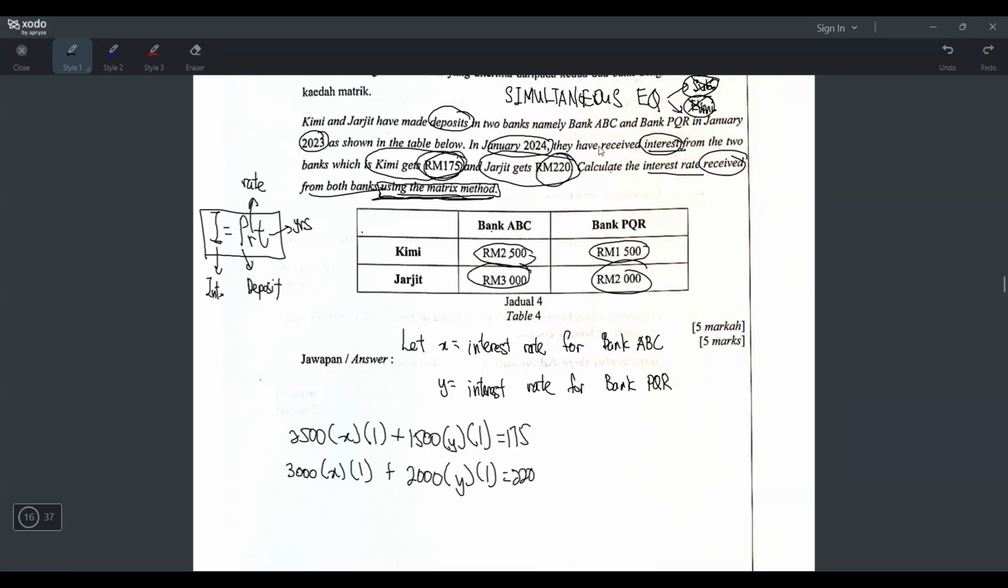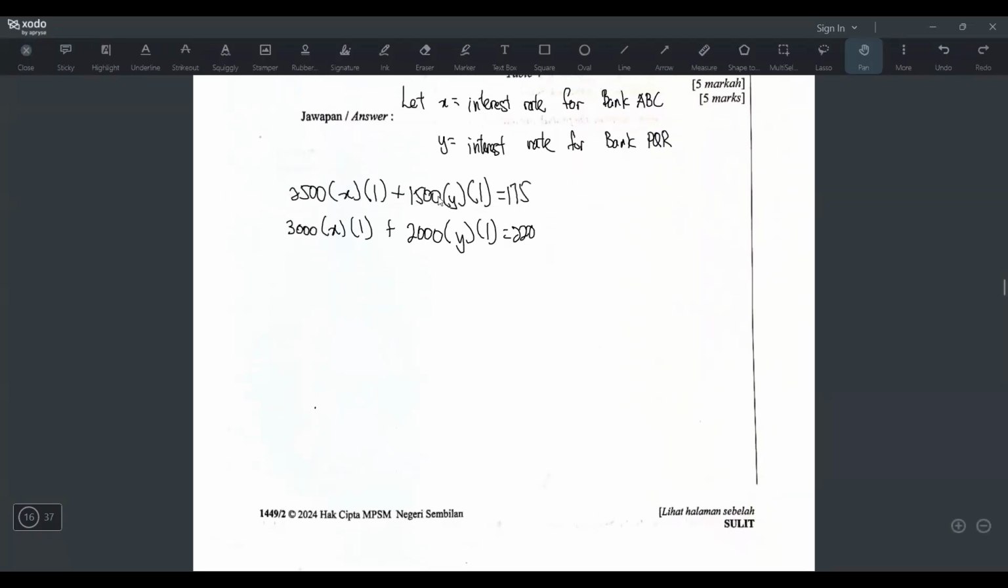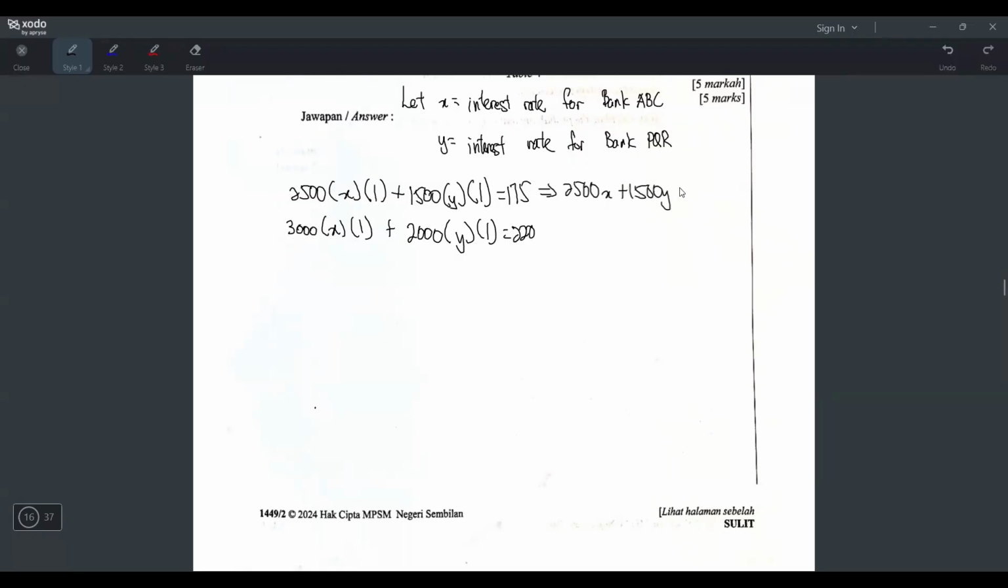After you write this down, now you can use the matrix method to solve this simultaneous equation, right? But first of all, let's simplify. What is 2,500 times x times 1? You will get 2500x. Plus this one, when you times, it will be 1500y. This one would just be 175. And then this one is 3000x plus 2000y equals 220. When you times one, nothing happens. So we have our first equation, we have our second equation.